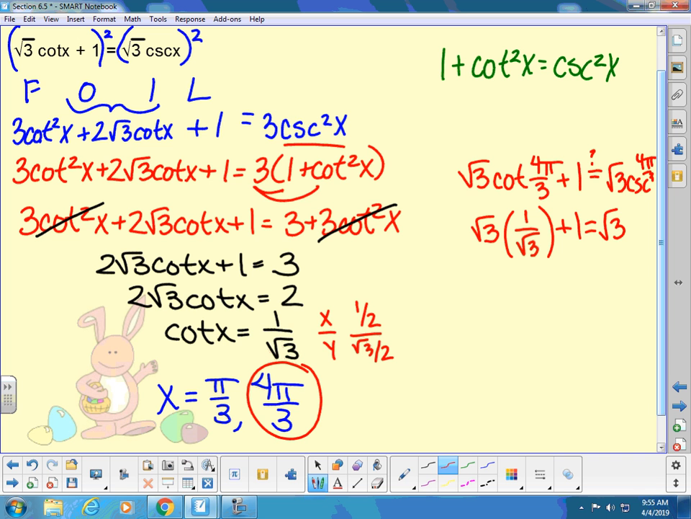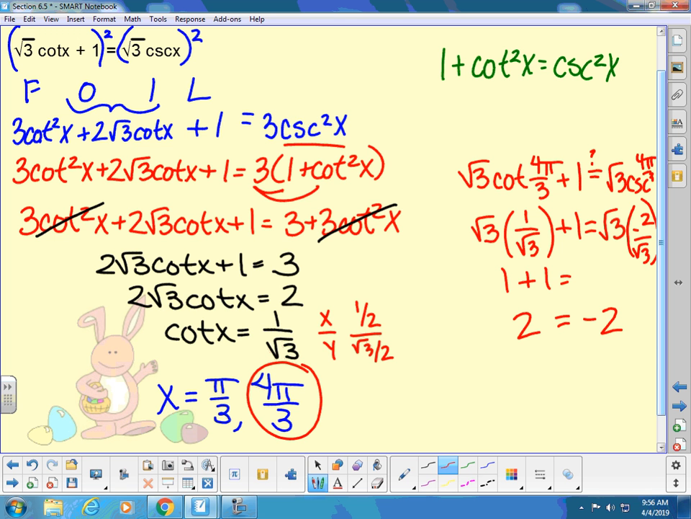Cosecant is the reciprocal of sine. It's definitely negative because it's in quadrant 3. The sine is the y. So the sine is negative rad 3 over 2, which means the cosecant is 2 over rad 3. Over here, rad 3's cancel. I have 1 plus 1, which gives me 2. Over here, rad 3's cancel, negative 2.